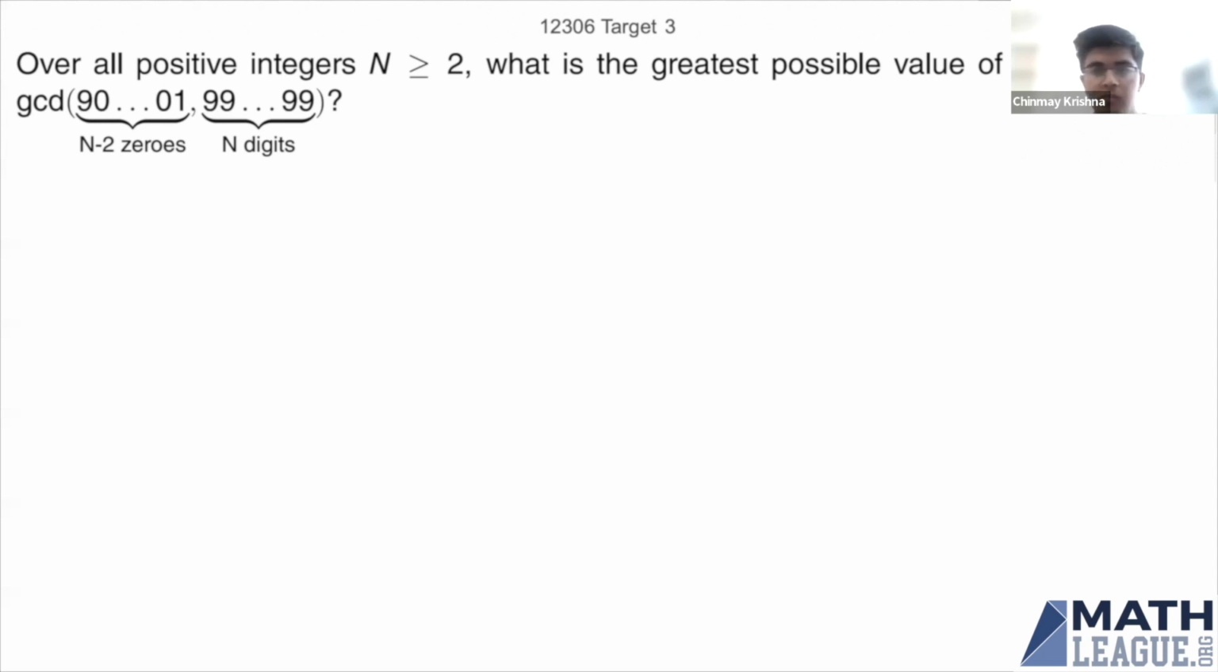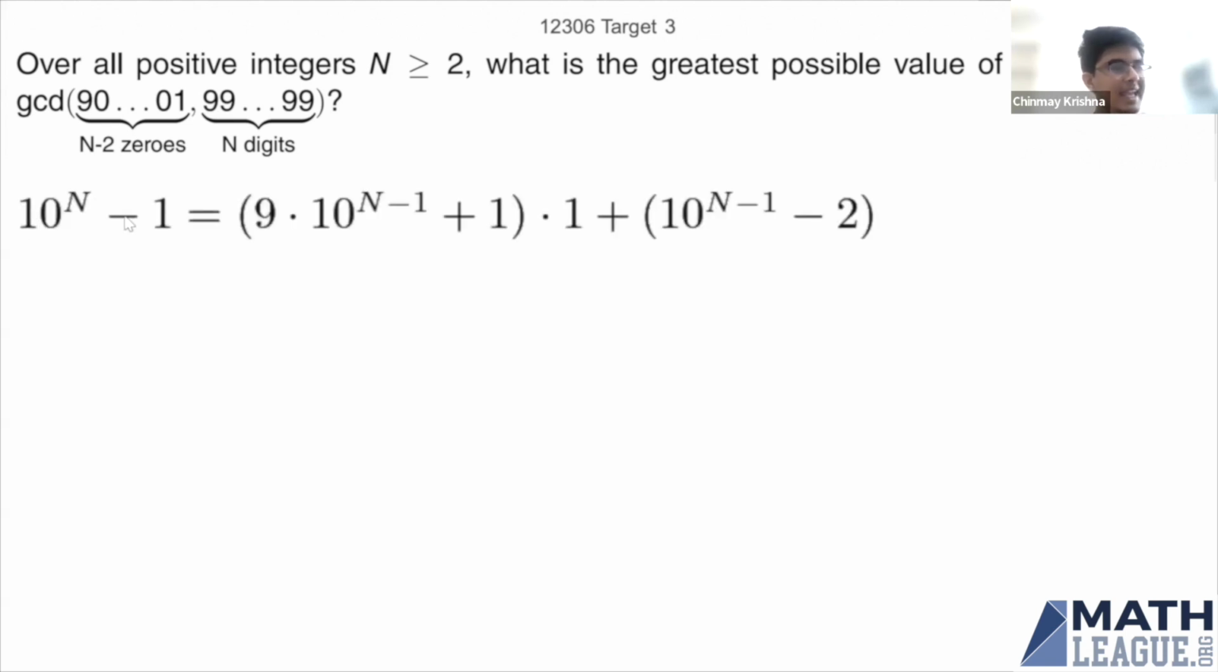So our first step here is let's find the remainder when we divide our larger number, which is the second one, by our first number. So what we'll get is 10 to the n minus 1. We can subtract off one of these 9 times 10 to the n minus 1 plus 1, and that'll leave us with 10 to the n minus 1 minus 2. So it'll be 9s and then 8, right? That's what we get when we subtract 2.